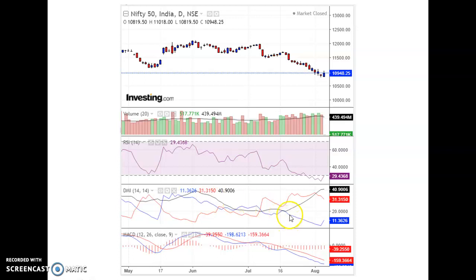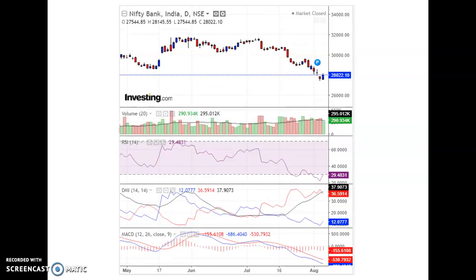So this is about the ADX. The plus DMI is 11.36, and the minus DMI is 31.31, and the ADX is 40.9. And here, if you observe, the RSI is 29.4.